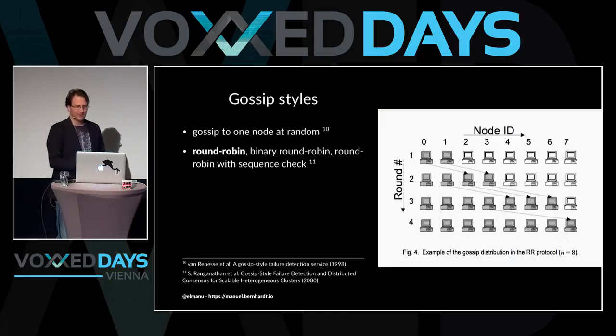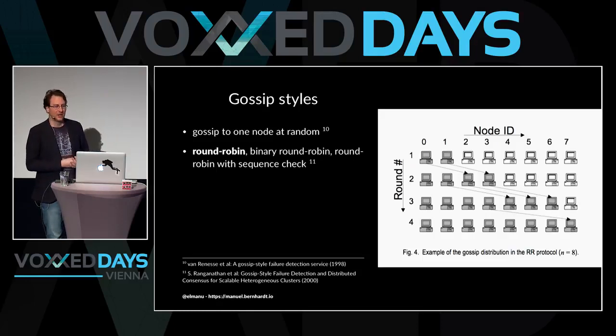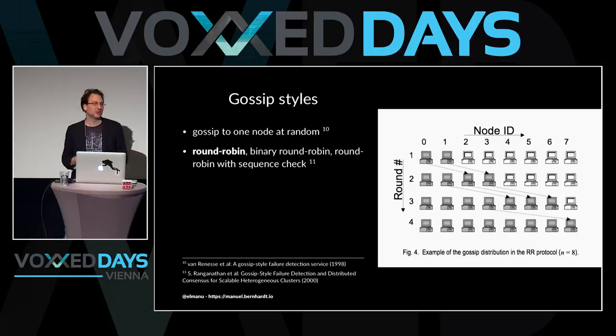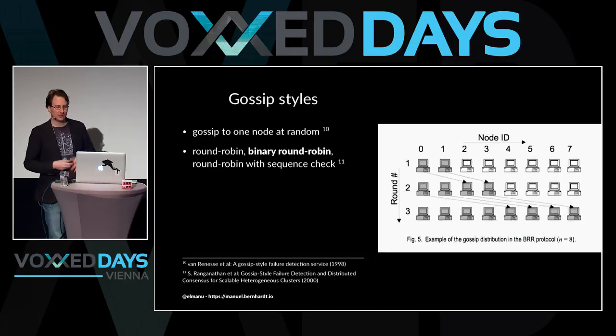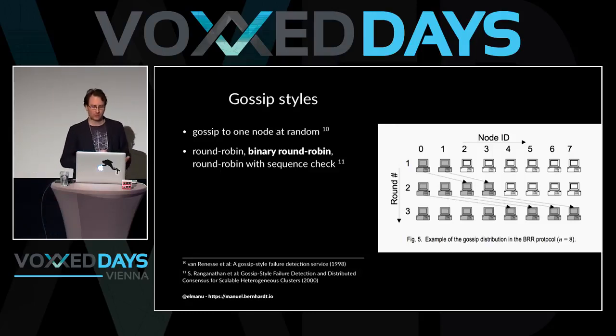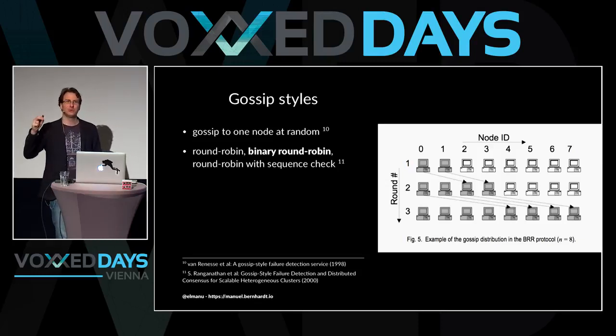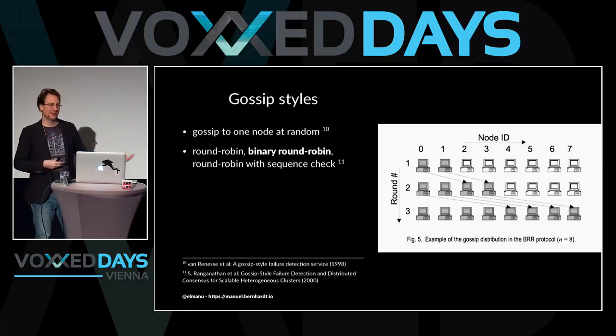Then in 2000, we have a paper that talks about something a bit more deterministic: round-robin gossiping, because random gossip is not quite deterministic. You don't know what's going to happen. So round-robin is one option. Binary round-robin performs a little better. And then round-robin with sequence check is where you use the fact that it's round-robin, so you should be able to tell who is supposed to have received a message by what round. Based on that, you can fail them faster or slower.